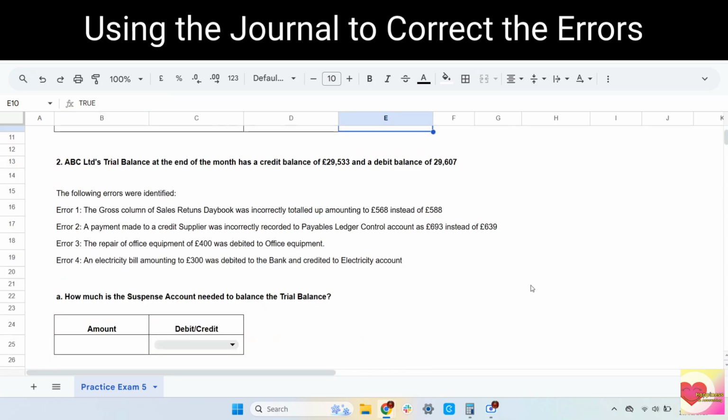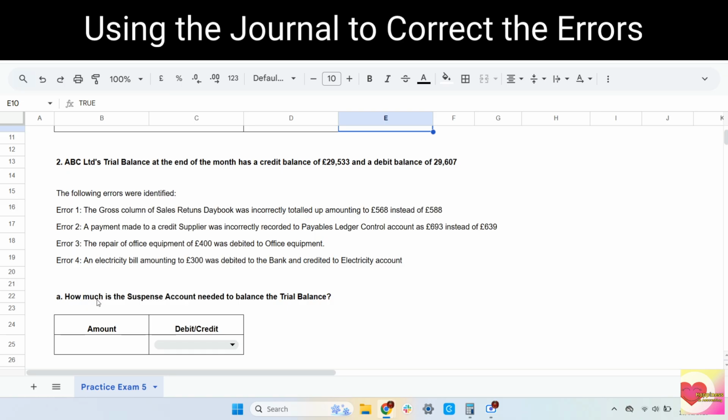Next, let's move on to the next question. Number 2, ABC Limited's trial balance at the end of the month has a credit balance of 29,533 and a debit balance of 29,607. The following errors were identified, so there are 4 errors.